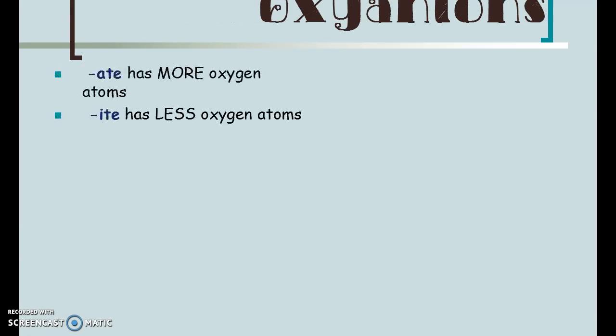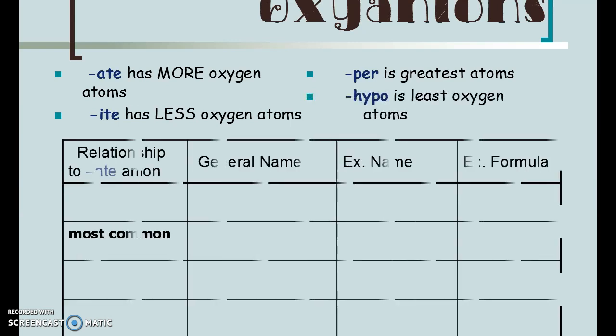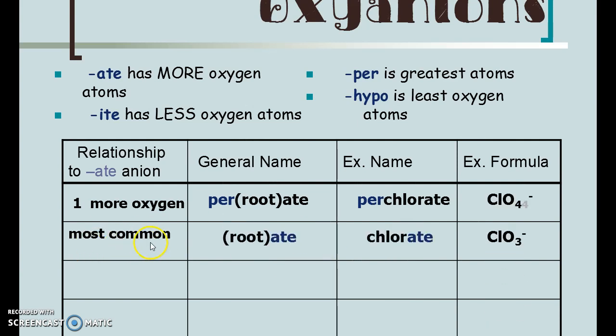Okay, so remember, ate, I always think of ate having more oxygens. Ite always has less, with per having the greatest number of oxygens, and hypo having the least number of oxygens. Right, so our most common one that we're going to see on the periodic table, let me just fill all of this in. Our most common one that we see is the one I gave you on the periodic table inside of that chart, ATE endings. So a chlorate ion is a great example, ClO3.